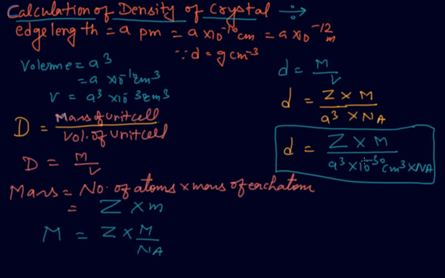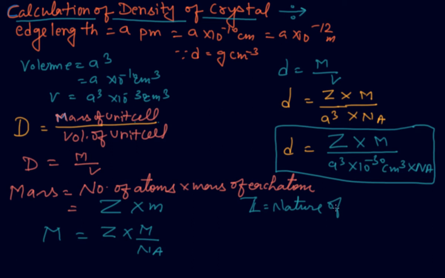For any kind of exam, definitely a question will come from this formula of density or from the packing efficiency. One will definitely come. What will come, I don't know, but one definitely will be asked. Now what is Z? Z is telling you the nature of the cell.